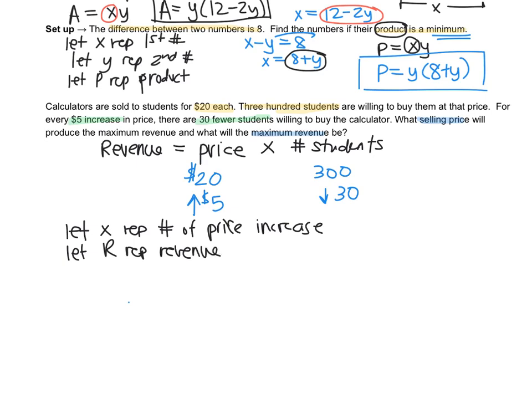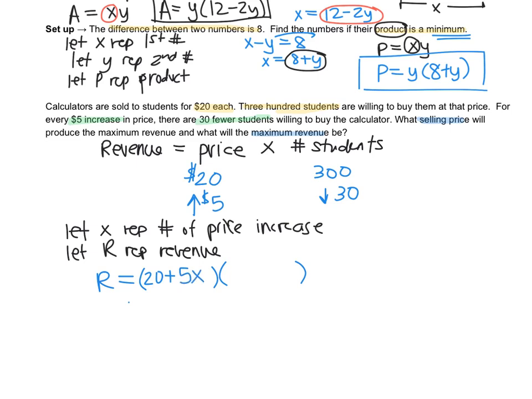So R is equal to, I need a bracket that will represent my price, and I need a bracket that will represent the number of students. I know the original price is 20. If I increase the price one time, my new price will be 20 plus 5. If I increase the price 2 times, my new price will be 20 plus 10, because 5 times 2 is 10. So if I increase the price X times, the price increase will be 5 times X. So the new price will be 20 plus 5X.